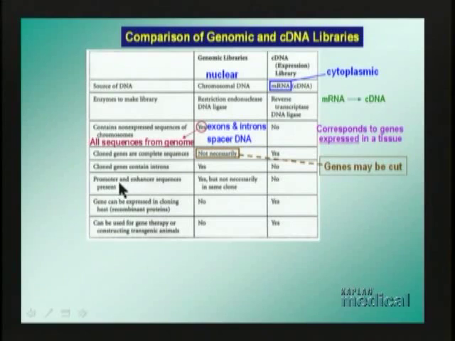What about promoter and enhancer sequences? Are they present? In genomic DNAs, the answer is yes, but with cDNAs, the answer is no. Again, why is that no for cDNAs? During transcription, promoter sequences and enhancer sequences are never transcribed into RNA. They are used, but not transcribed into RNA. So that's why the answer is no with cDNA libraries.